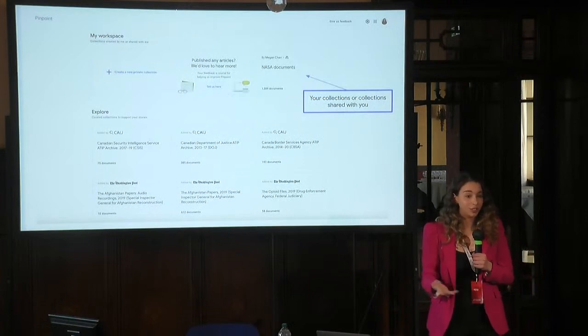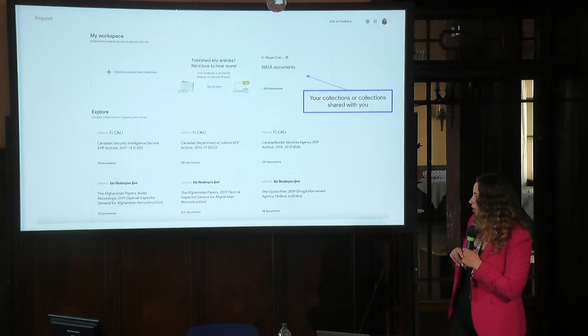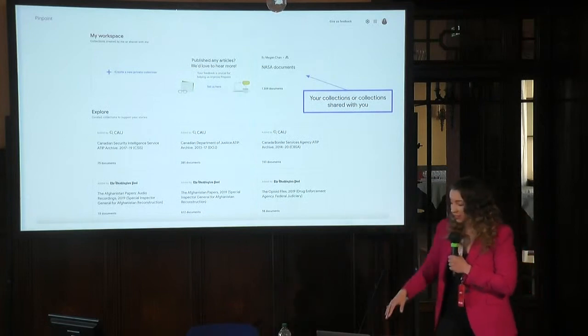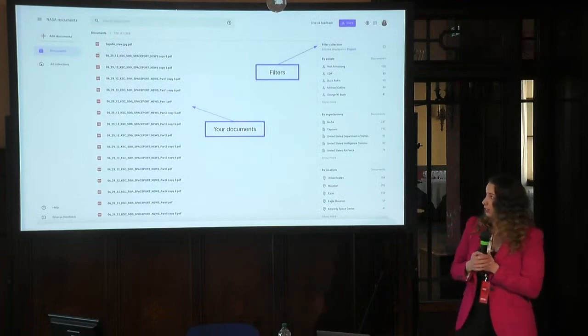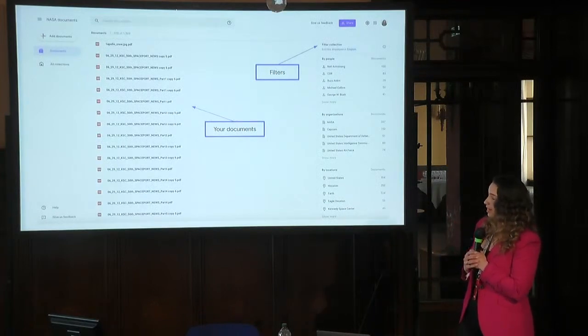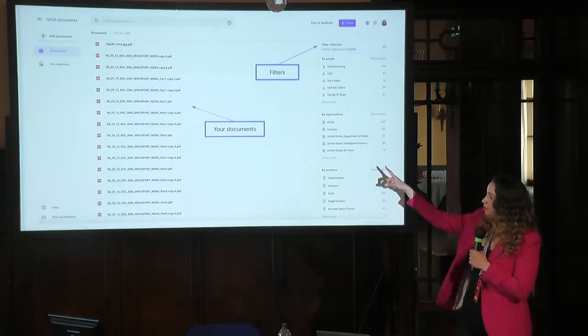So if you are finding yourself without any documents to play with, you can play with those at the bottom there. But you can see there's a wide amount of documents that you can start playing with within these collections, up to 200,000. So here we've jumped into that NASA documents folder, and you can see it's going to show your documents on the left-hand side.